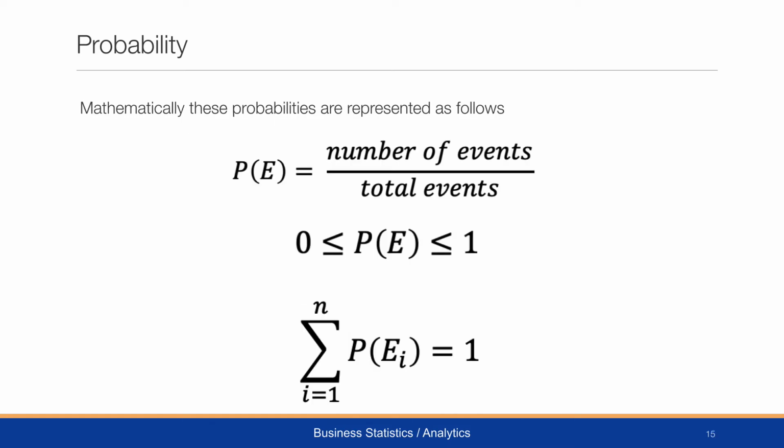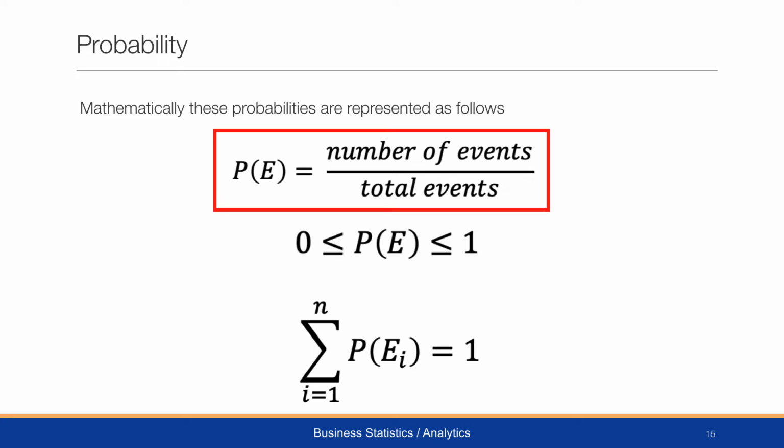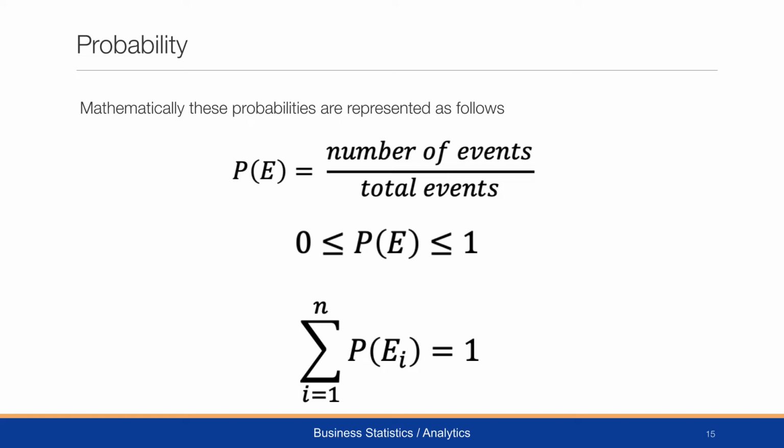Mathematically, these probabilities are represented as follows. The probability of any event equals the number of events divided by the total number of events. So for example, like we said, the probability of a tail is the number of tails that we had divided by the total number of events. The notation here in the middle, 0 less than or equal to the probability of the event less than or equal to 1, basically means that the probabilities will range from 0 to 1 based on the event. It can never be below 0 and it will never be greater than 1.